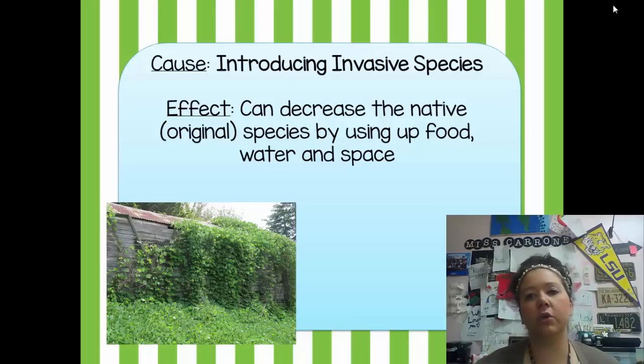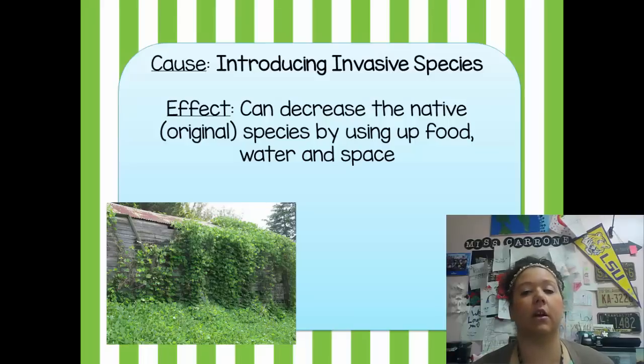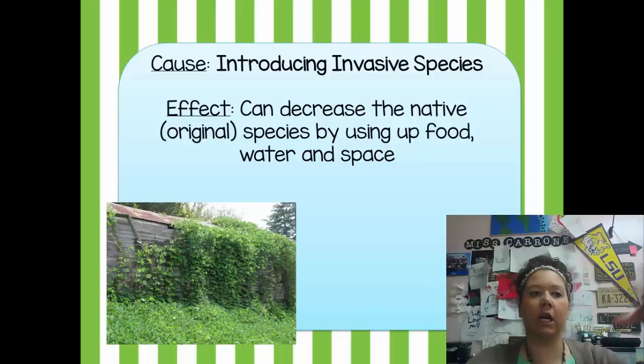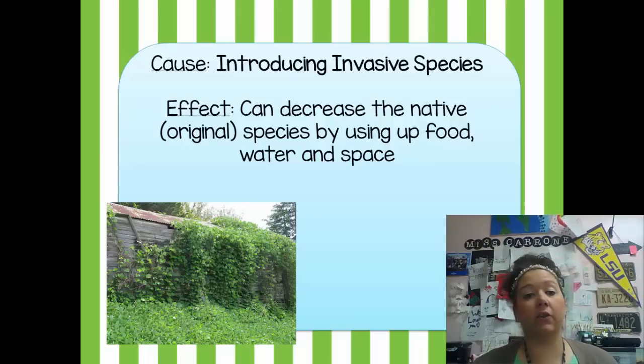But anyway, when you introduce a new species into an ecosystem, it can potentially decrease the native original species that live there because they start using up the food supply, the water supply, and space. The picture right here is a plant called kudzu. You can see it's a plant that grows and can spread out on top of other plants that already live there. So think about that. If kudzu comes into an ecosystem and it's completely covering all the other plants that live there, then the native plants are going to start to decrease because their leaves are not going to be able to get sunlight. The kudzu is on top of them now, so it's going to start getting all the water and the carbon dioxide first, and so the other species might start to die.